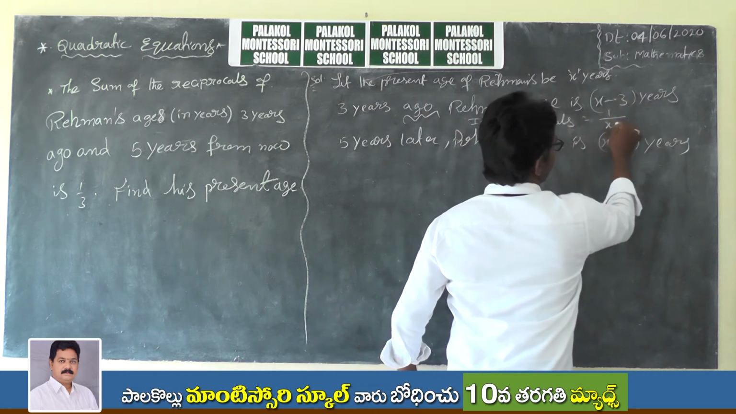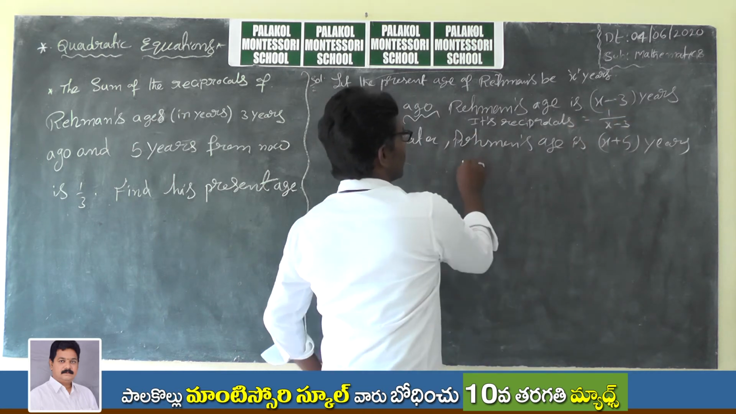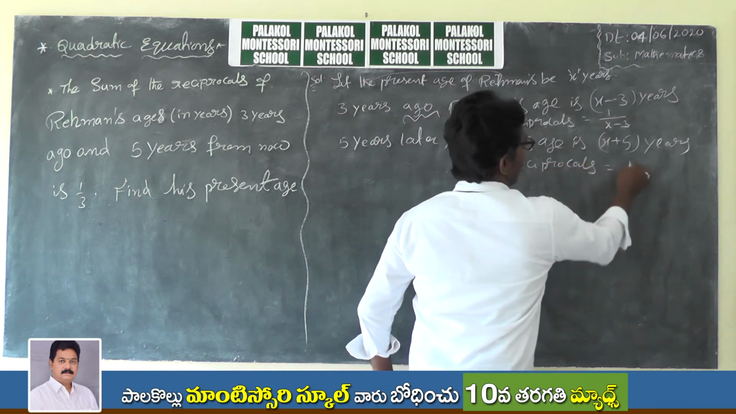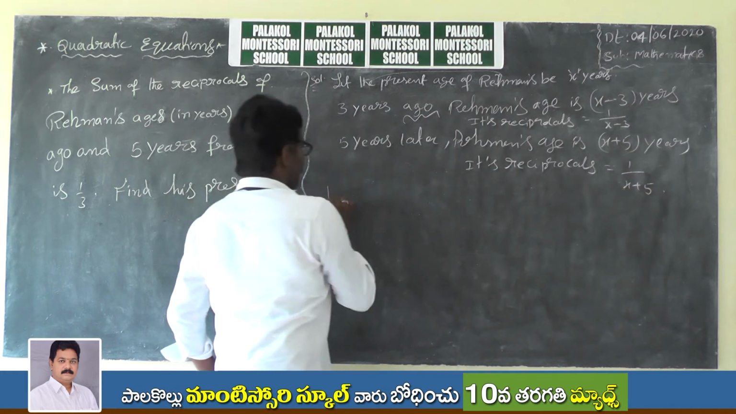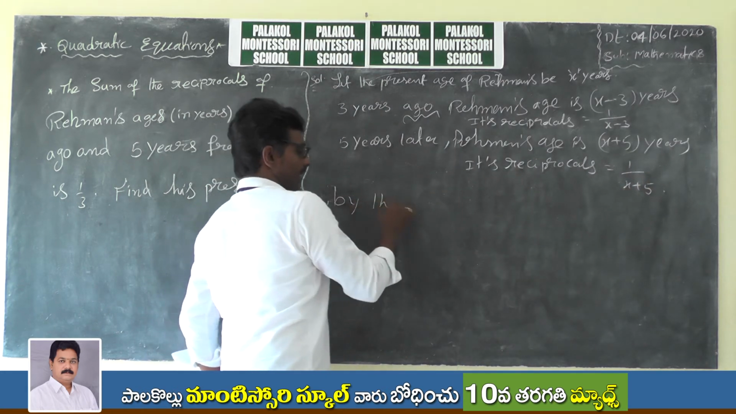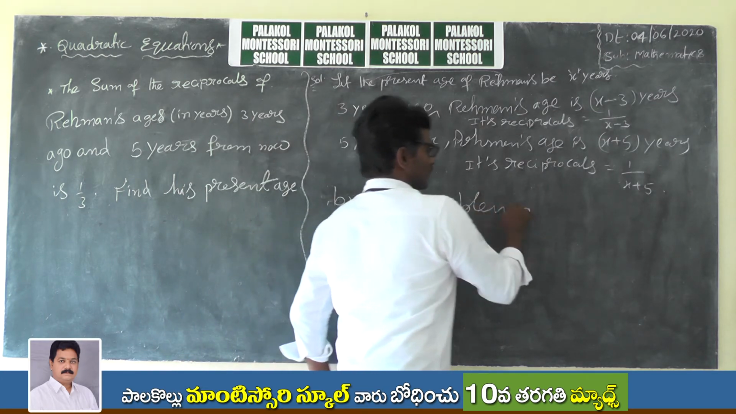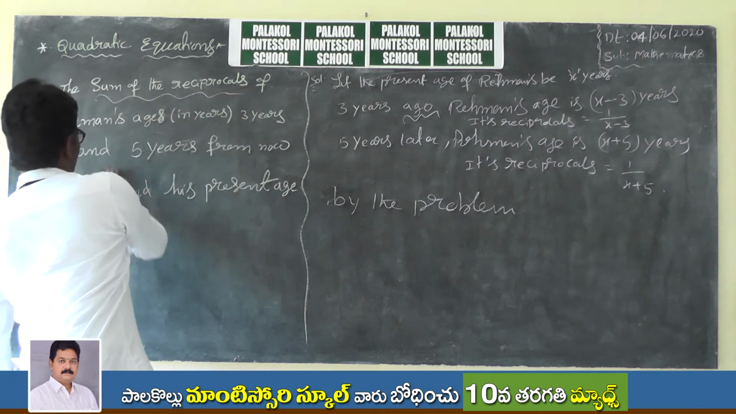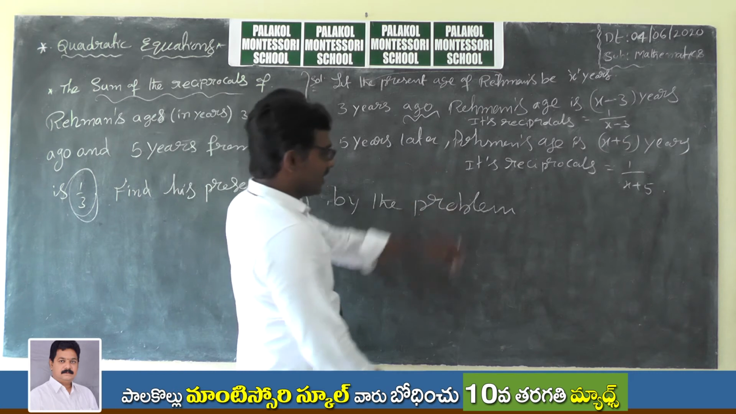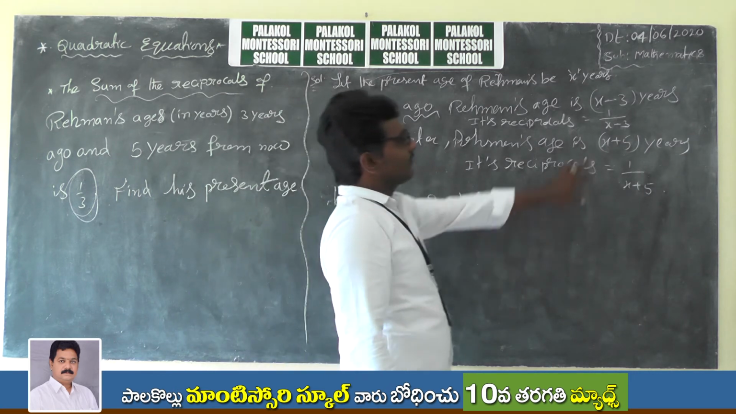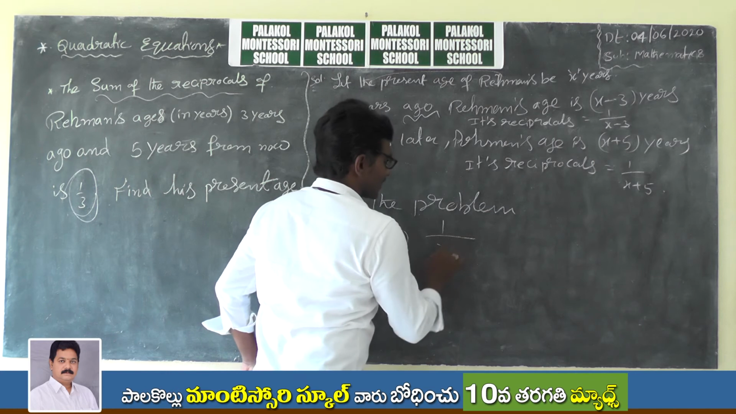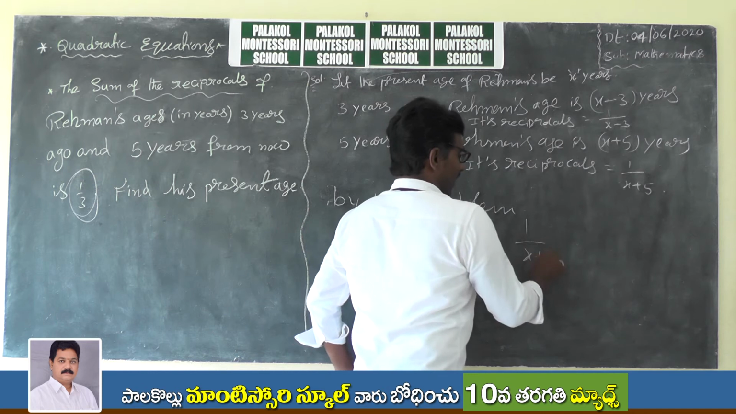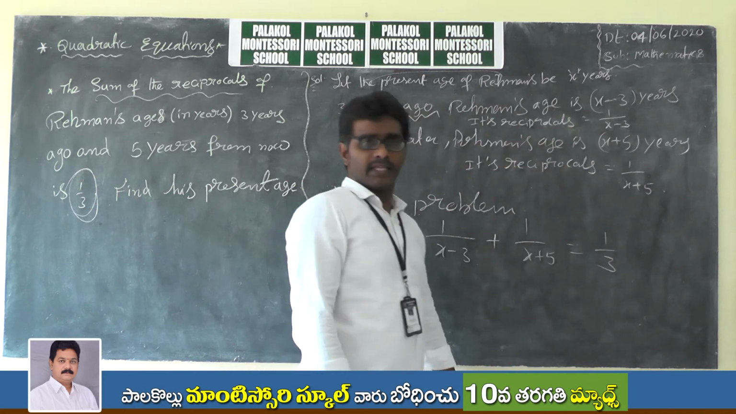That means 1 by x minus 3, this one reciprocal, and 1 by x plus 5. By the problem, the sum of its reciprocals you get 1 by 3. That means first one reciprocal 1 by x minus 3 plus second one reciprocal 1 by x plus 5 equal to 1 by 3.